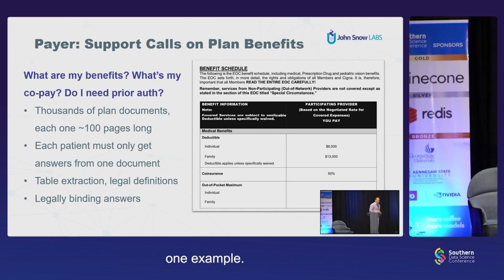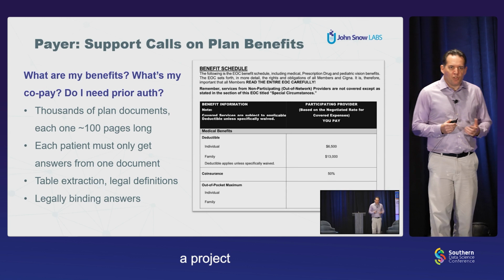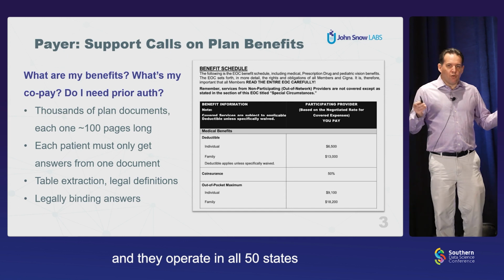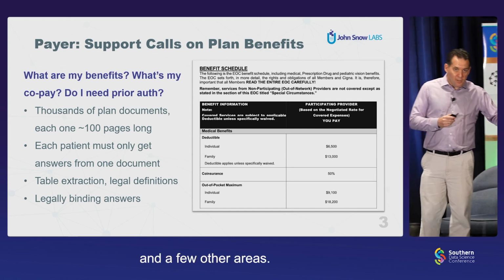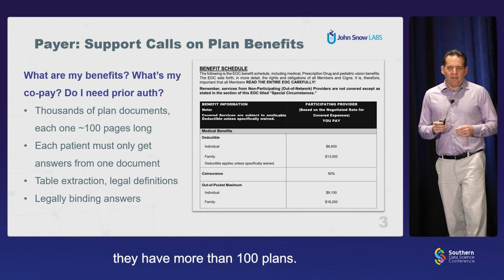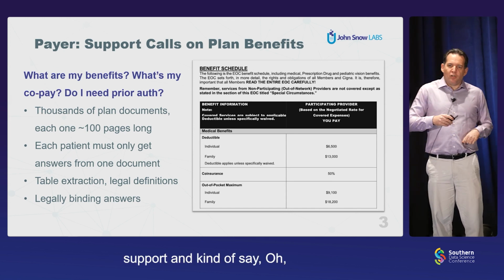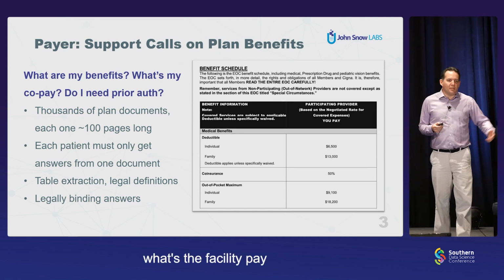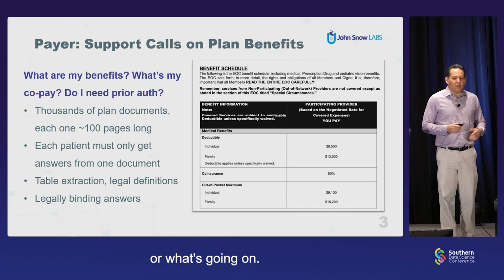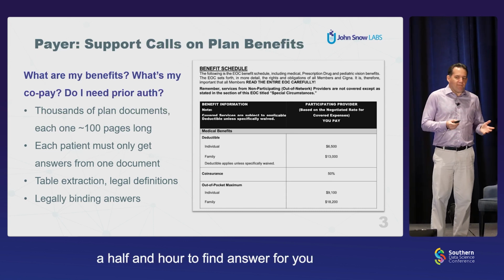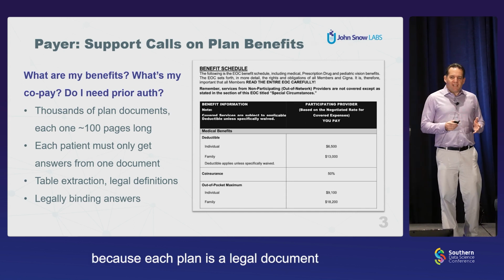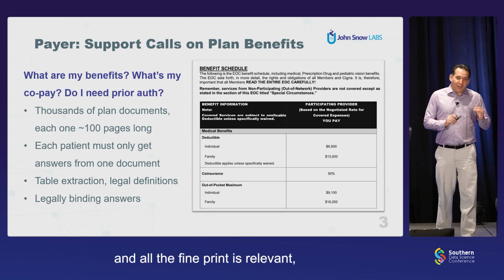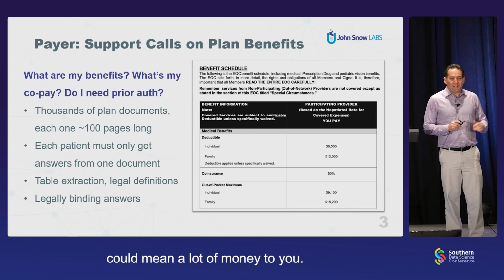So here's one example. This is a project with one of the top 5 payers, so basically health insurance plans in the USA, and they operate in all 50 states and a few other areas. And in each one, they have more than 100 plans. So when you call their customer support and say, I need to get braces, I need to do a hip replacement, what are my copay, what's the facility pay, do I need pre-authorization, what's going on? Often it takes their own support team half an hour to an hour to find the answer. Because each plan is a legal document that's about 100 pages long with all fine print, and all the fine print is relevant, and all the fine print could mean a lot of money to you.